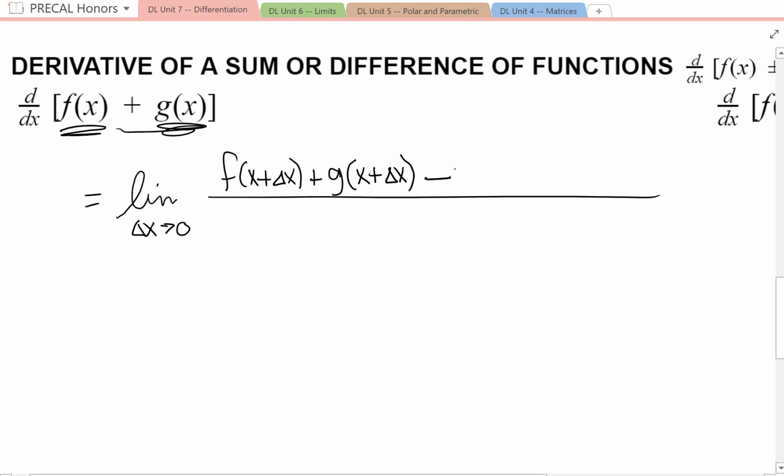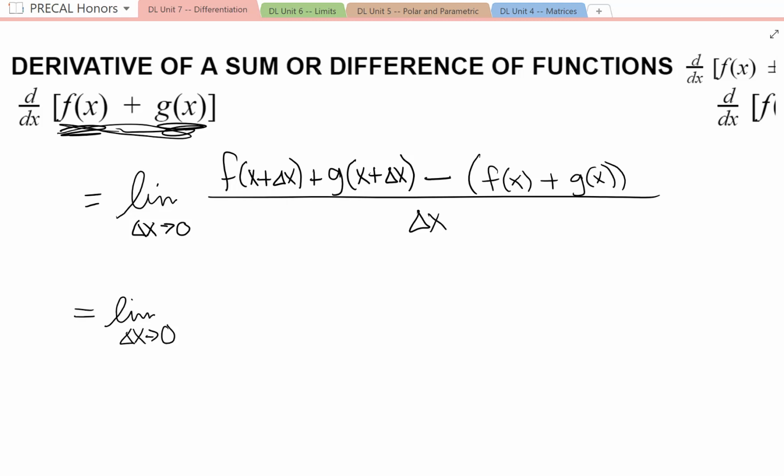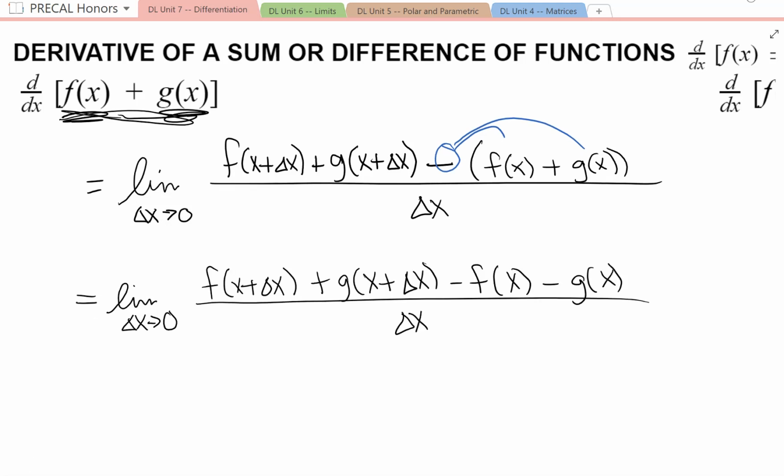That is subtracting this original sum, f of x plus g of x, all over delta x. Don't forget to distribute this negative. There are some things that are familiar to me. f of x plus delta x minus f of x over delta x, and g of x plus delta x minus g of x all over delta x.